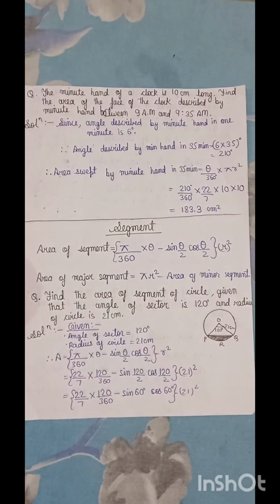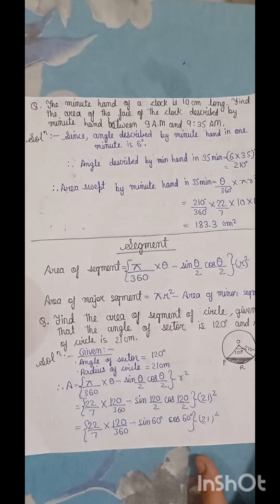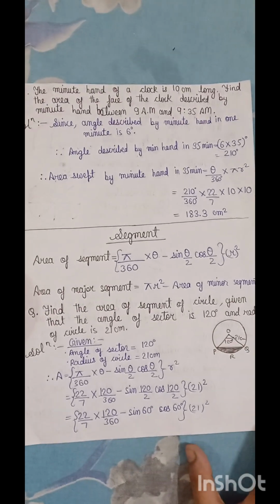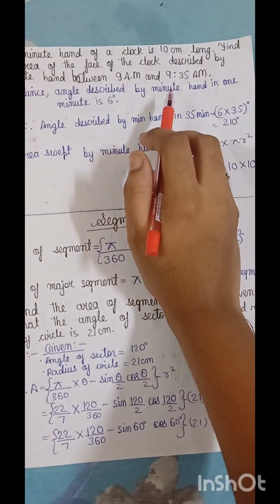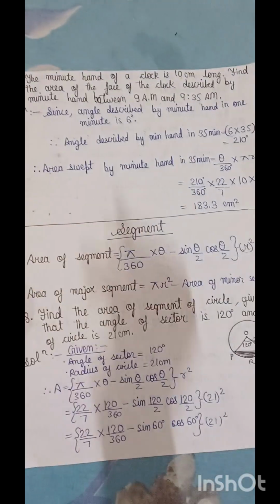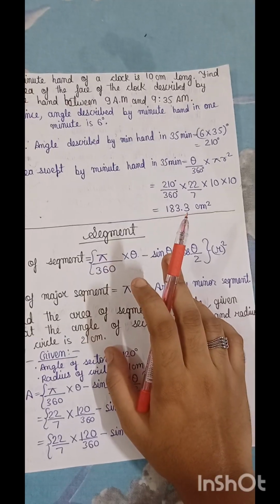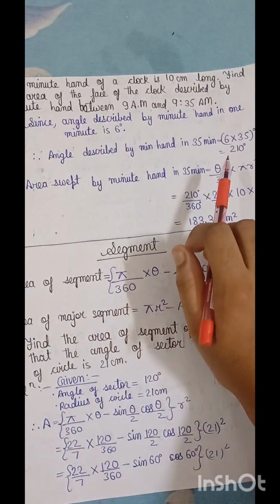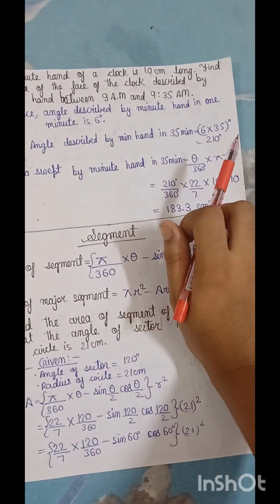Fine. Coming to the next, one more question is there. The minute hand of a clock is 10 centimeter long. Find the area of the face of the clock described by minute hand between 9 am and 9:35 am. See, first of all, from 9 am to 9:35 am, how many minutes are there? 35 minutes. Fine. So since we know that the minute hand describes 6 degree in 1 minute, the angle that will be described by minute hand in 35 minutes, we will multiply it by 6 degree. So we will get 210 degree. Fine. Which will be the value of theta here.